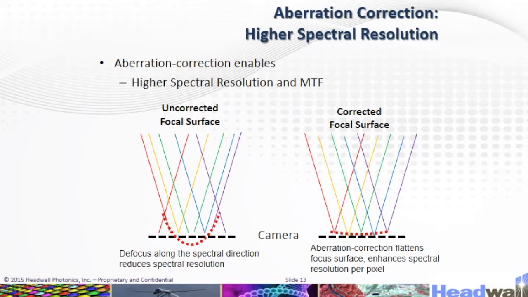This wouldn't be a problem if cameras were made like a ditch that catches water, but they are not. Headwall uses the grating and instrument design to correct these imaging aberrations so that every wavelength comes to focus on the image plane at the same time. This evens out the spectral resolution and makes the images crisp at every wavelength.